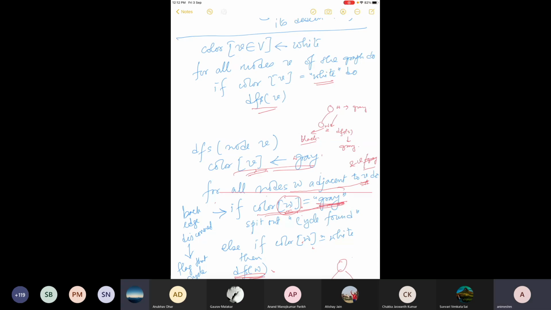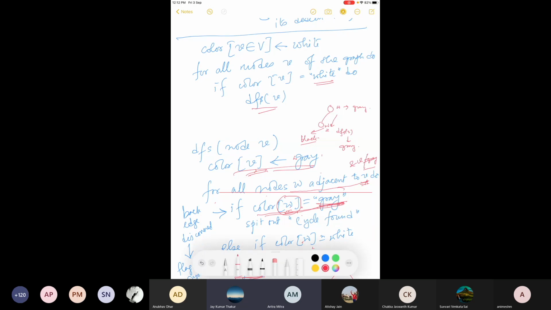Sir, in that case, it will not find any cycles. Yes, sir. If we say it's gray, here we will not detect the immediate previous gray at all. Sir, we need to mention that it is not the immediate parent. No, it will be for parallel edges. No.